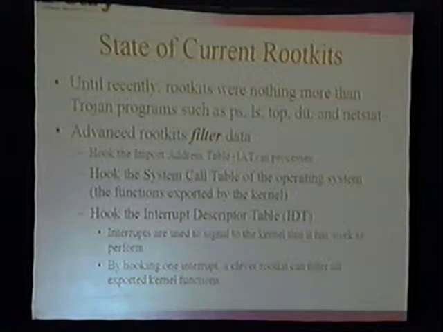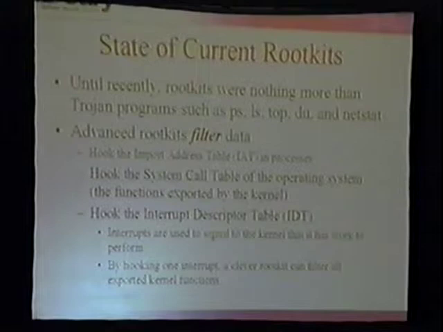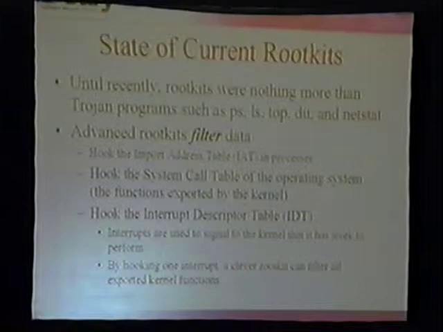A more advanced rootkit, which for Windows, Greg wrote the first Windows NT rootkit to filter these API calls, and he did it in the kernel by hooking the system call table. This way you could totally bypass checkers like Tripwire and so forth that were just looking at disk. So within the kernel you can hook the system call table, you can hook the interrupt descriptor table on older versions of the operating system. You can also hook the import address table, and I'll talk about that in a moment.